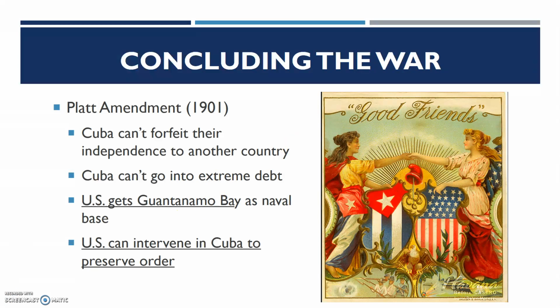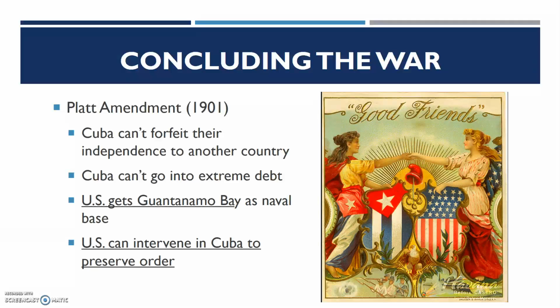The Platt Amendment also stated that Cuba could not go into extreme debt, and it stated that the United States was going to get a naval base in Cuba, which is Guantanamo Bay, which is still part of the United States territory today, and we have a prison there. The United States, as a part of the Platt Amendment, would also reserve the right to intervene in Cuba anytime it felt like it needed to go in there to preserve order.